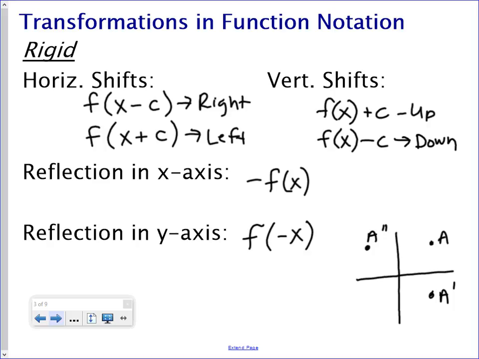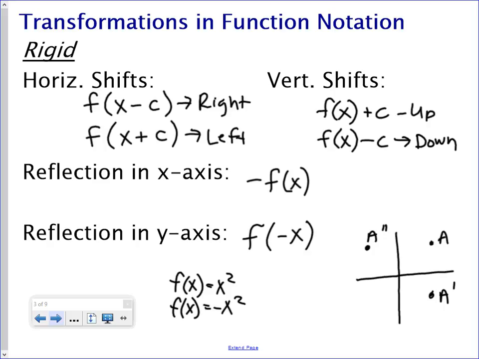Now, you'll have to be careful on some functions. A good example of a function where you might have some issue would be the quadratic function. So its parent function is f of x equals x squared. If you were to reflect it in the x-axis, you would just put a negative in the front, and then the parabola would open down. And so that would be a reflection in the x-axis.